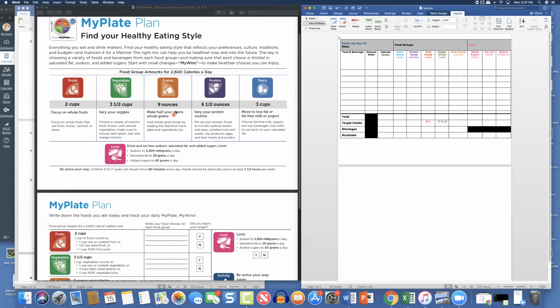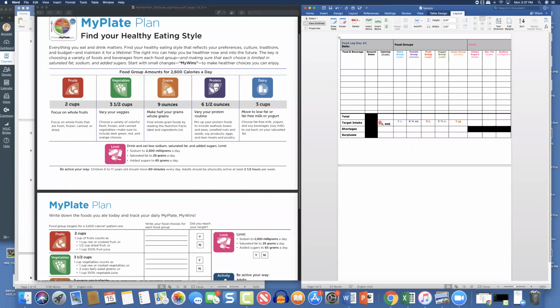Next up is grains, 9 ounces. Type in 9 ounces. We've got protein at 6.5 ounces. We go here to 6.5 ounces. Notice the unit of measure. That's going to be really important as you fill in the other aspects. And dairy is 3 cups. We put that here. And the target calorie intake is 2,600 calories.